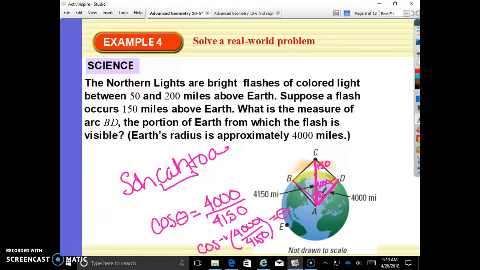On a TI-30XA, we put 4,000 divided by 4,150 equals, second cosine. And our degree, our angle, is 15.45, or 15.5 degrees. So if this is 15.5 degrees, and this is the same, then we're going to have 15.5 plus 15.5, or 31 degrees. This is a central angle, so our arc is also 31 degrees.